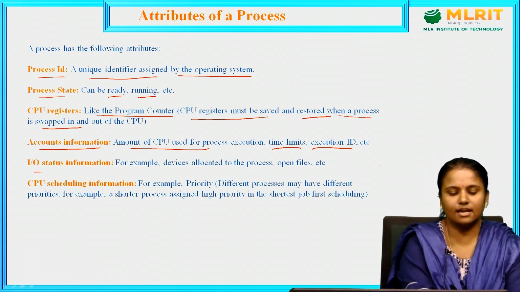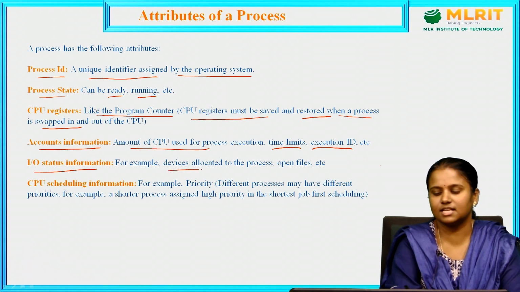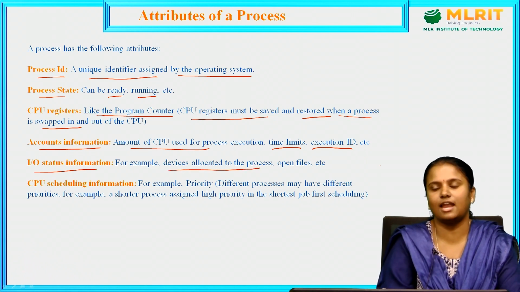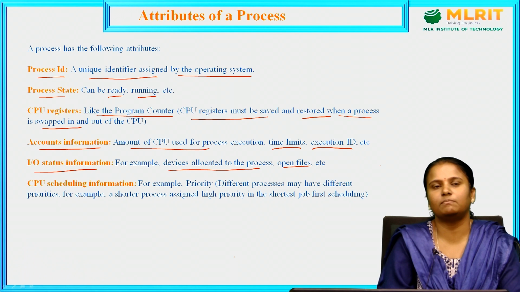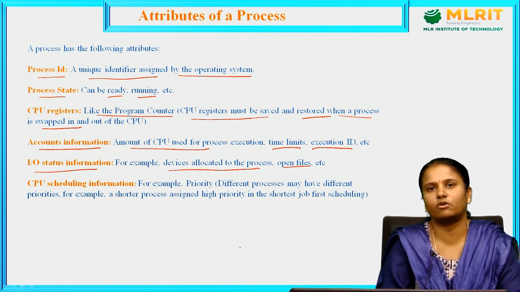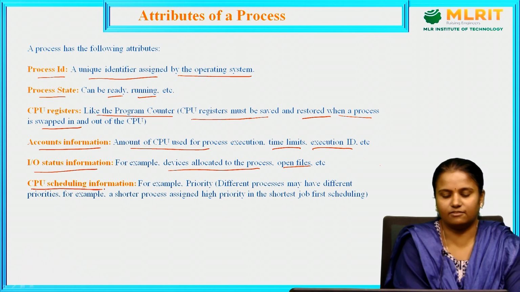Next, what is the input-output status information? For example, devices allocated to the process and open files. When I am taking input, say I am typing some document, what is the output here? I want the printout of the document. That is the input-output status information.